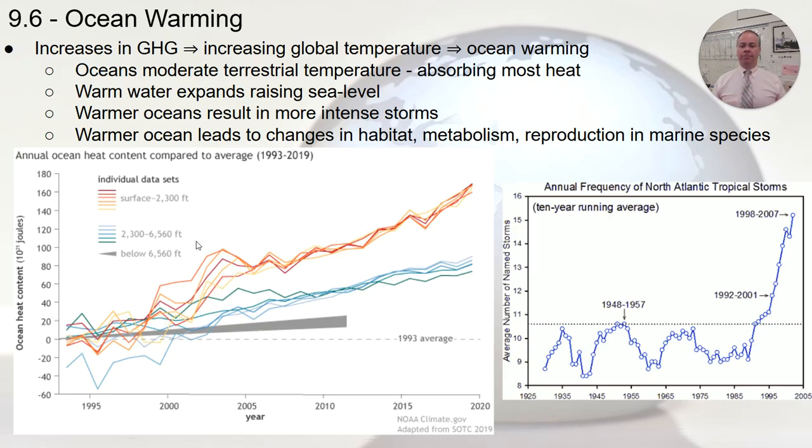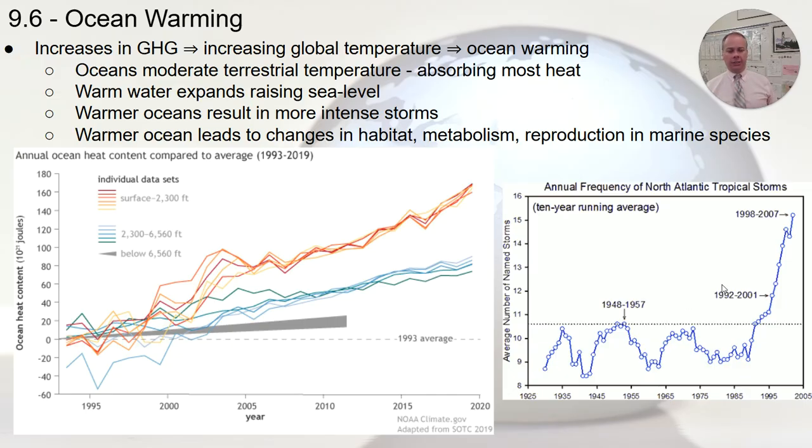If we look at this graph in the lower left-hand corner, this graph shows the heat content of the ocean at a variety of depths. We can see the dotted line represents the average heat content of the ocean, the 1993 average. What we can see is that over time, in the last 25 years, we've seen this increase in the heat content of the oceans. This is more pronounced at the lower depths, closer to the surface. We can see that in these red lines, but the entire ocean surface has warmed.